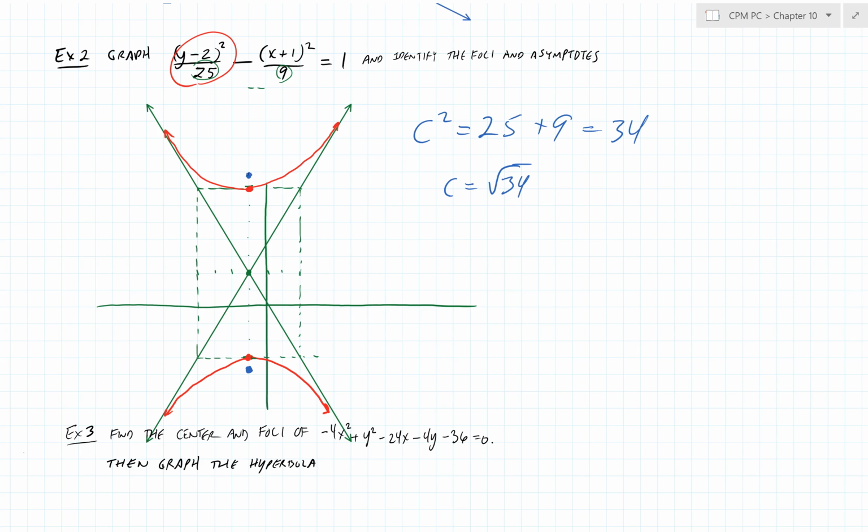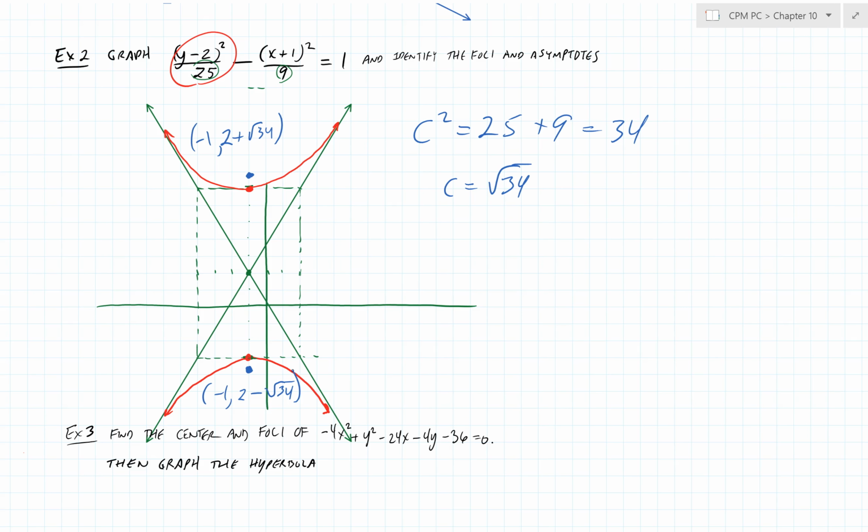And so the coordinates of the focal points: we're at a y value of 2, and then we're going to add root 34. We're at an x value of -1. So (-1, 2 plus root 34). This one's going to be (-1, 2 minus square root of 34).